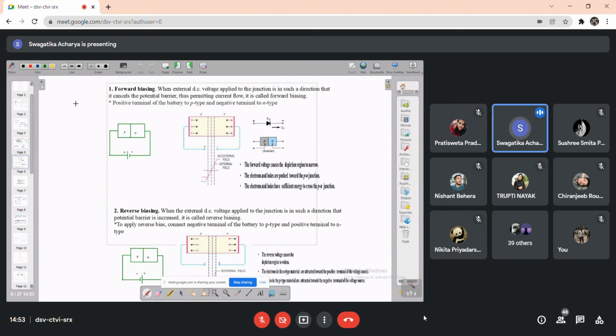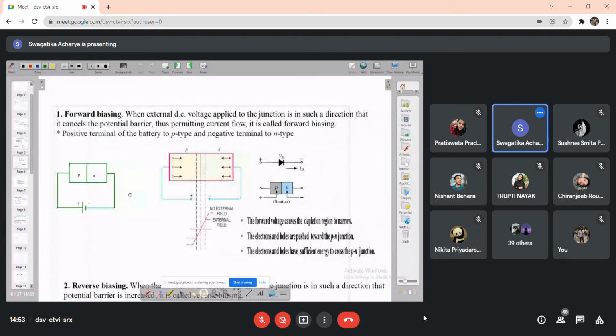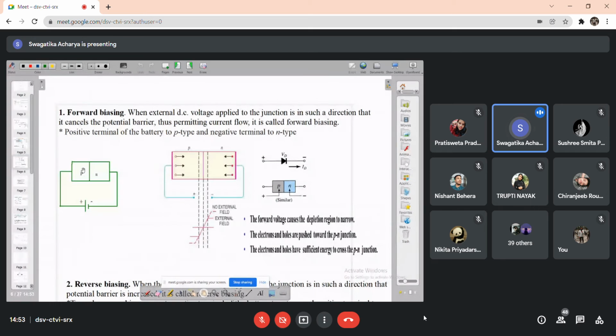So first of all, the first condition is forward biasing. In the forward biasing state, as we know, this is the PN junction diode. So this is P type and this is N type material. For that PN junction diode, if you connect the P terminal to the positive potential and the N terminal to the negative potential, then you will find it in the forward biasing state. To keep the diode in the forward biasing state, you have to connect the P terminal of the PN junction diode to the positive terminal and the N terminal to the negative terminal of an external battery, or external voltage source.